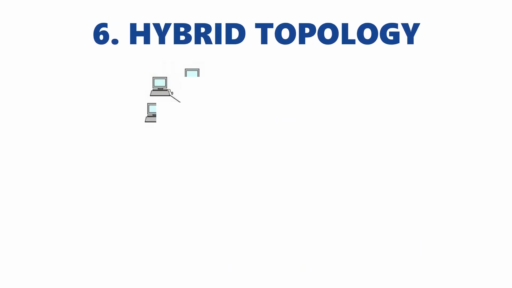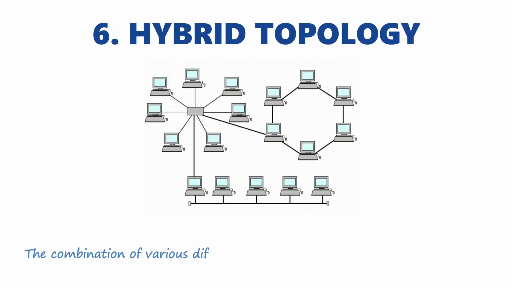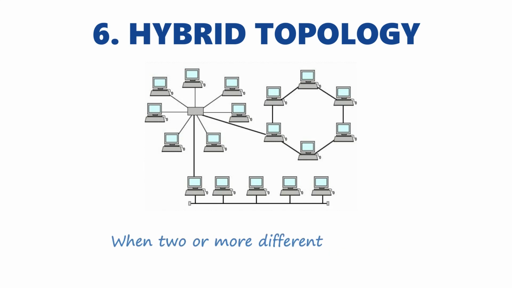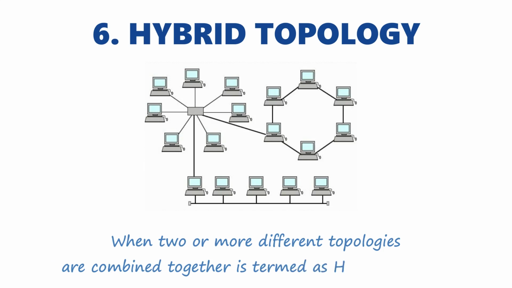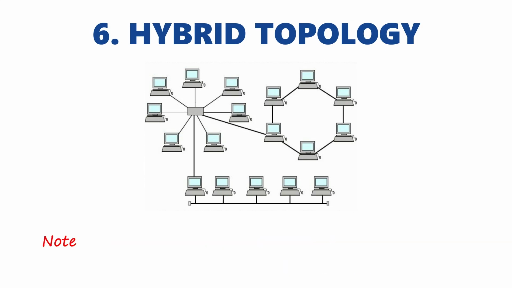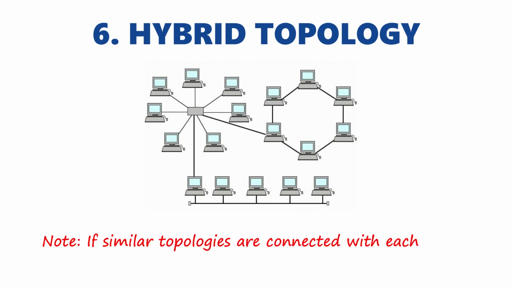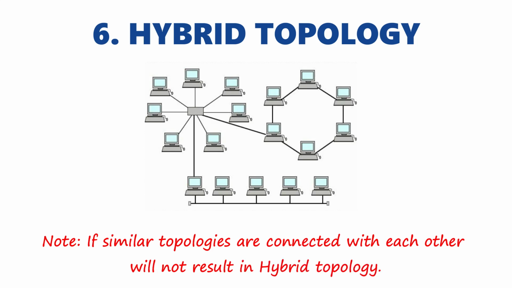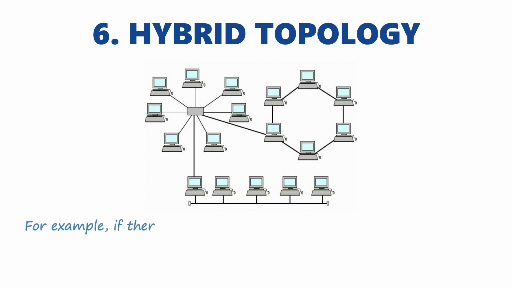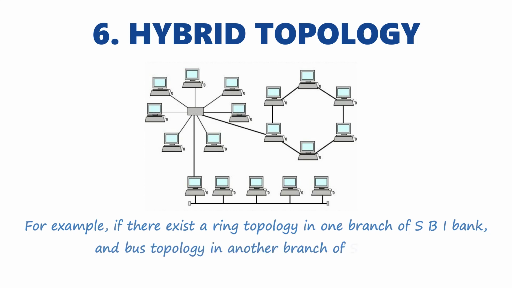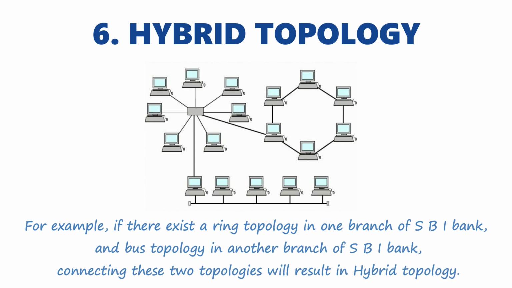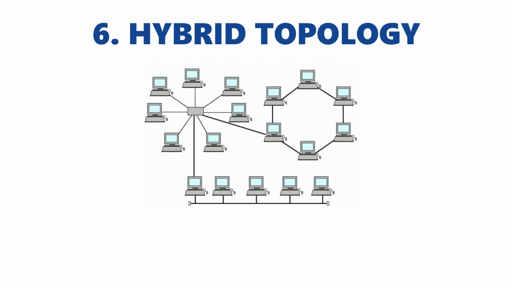Last one is hybrid topology. The combination of various different topologies is known as hybrid topology. When two or more different topologies are combined together, it is termed hybrid topology. If similar topologies are connected with each other, it will not result in a hybrid topology. For example, if there exists a ring topology in one branch of SBI Bank and a bus topology in another branch of SBI Bank, connecting these two topologies will result in a hybrid topology.